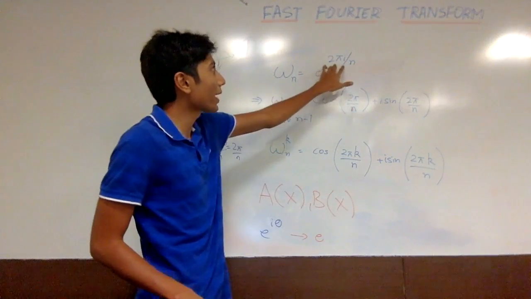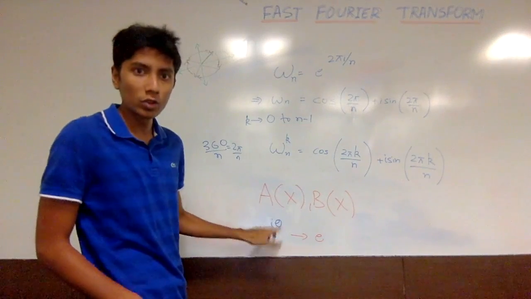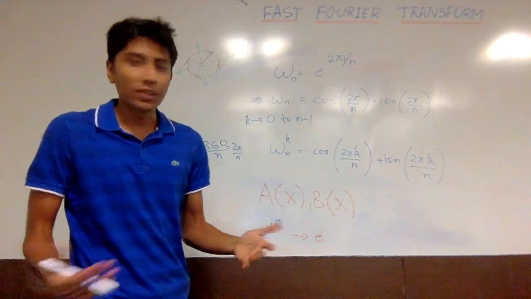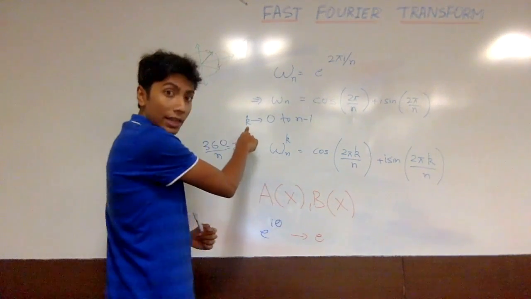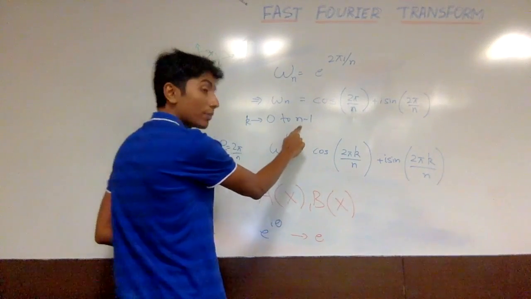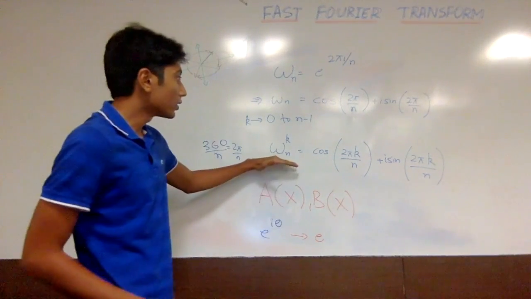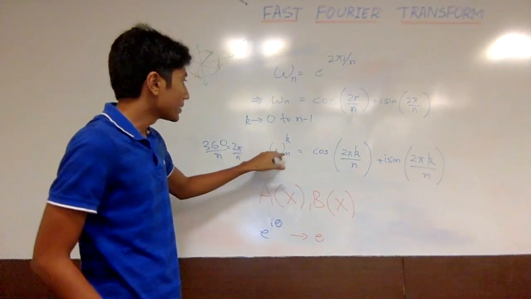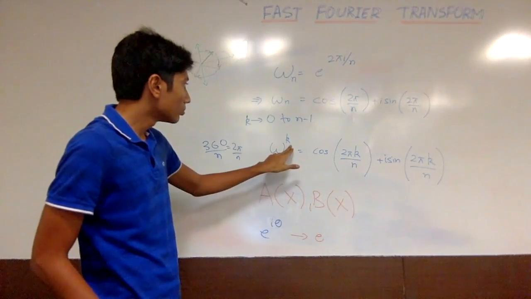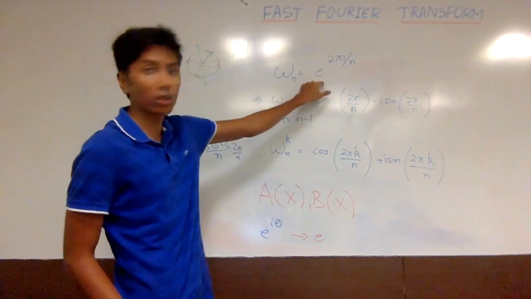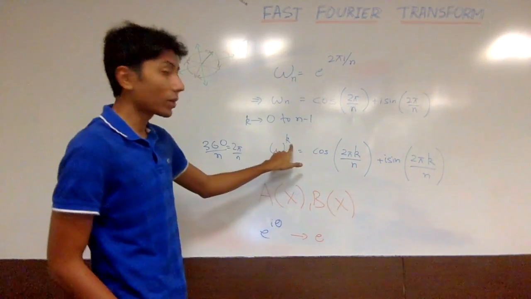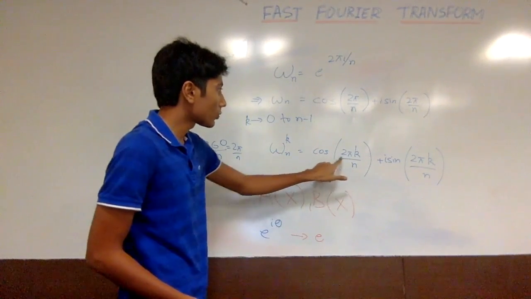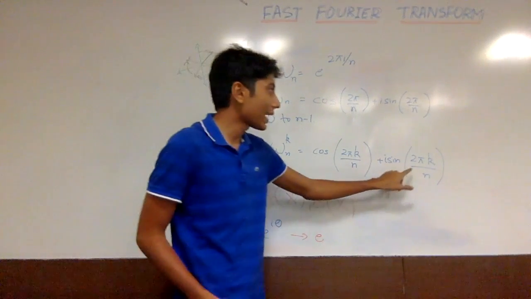So e raised to power 2 pi i by n, using this notation. And you need n points. So you take a counter k which goes from 0 to n minus 1, and the points that you'll be choosing for A(x) and B(x) now are w raised to power k. So w is equal to this quantity, and w raised to power k is nothing but cos of 2 pi k by n plus i sine of 2 pi k by n.